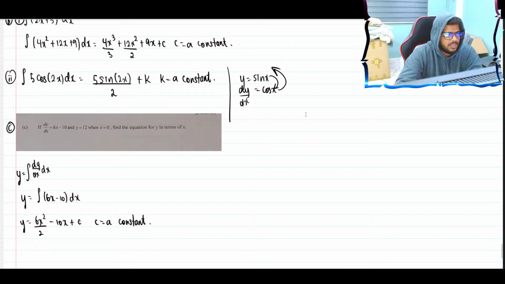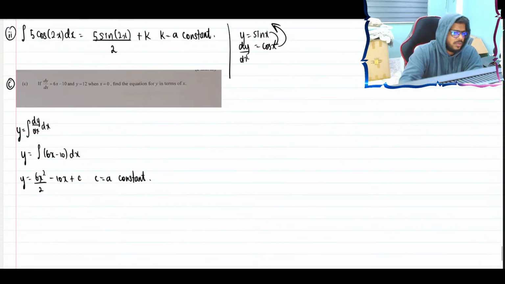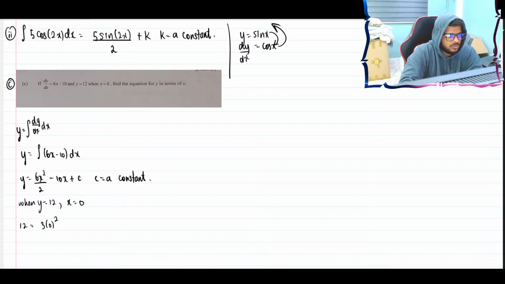They say that when x is 0, y is 12. So 12 is 3 into 0 squared minus 10 into 0 plus c. I get 12 is equal to c. So therefore, y is equal to 3x squared minus 10x plus 12.